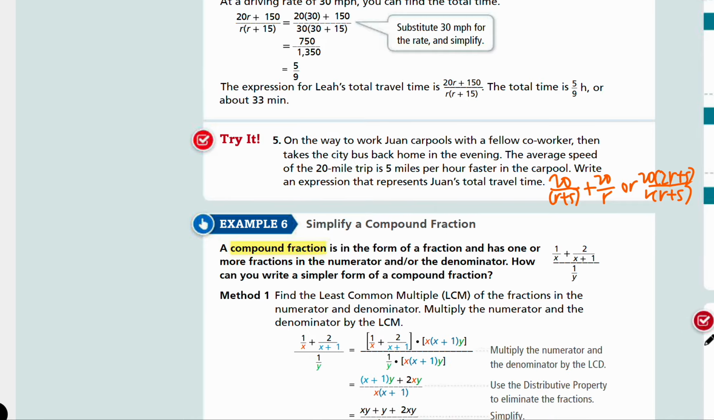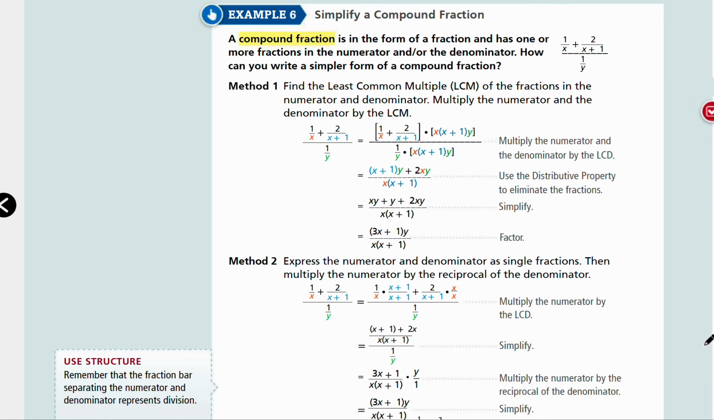Let's look at example 6. Simplify a compound fraction. A compound fraction is in the form of a fraction and has one or more fractions in the numerator and or the denominator. How can you write a simpler form of a compound fraction?